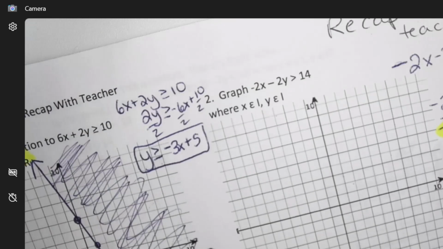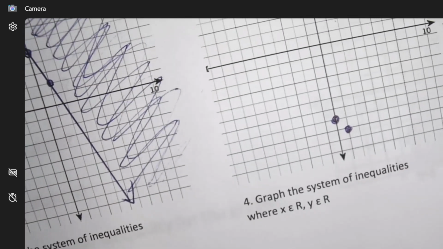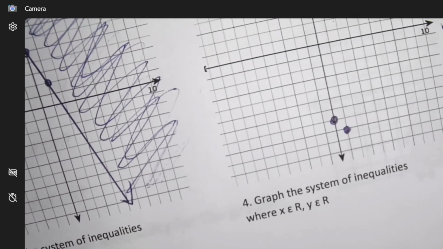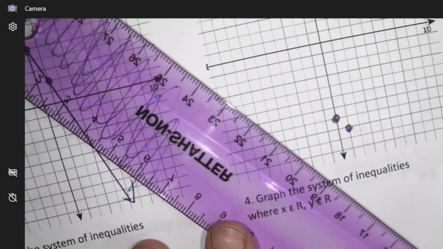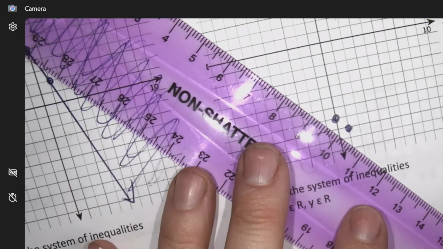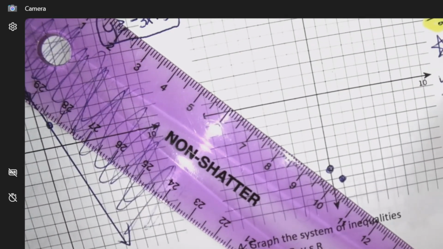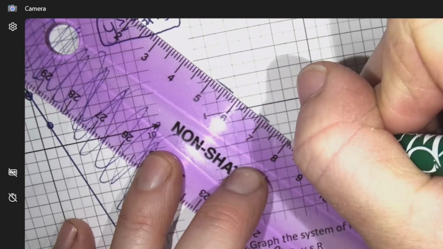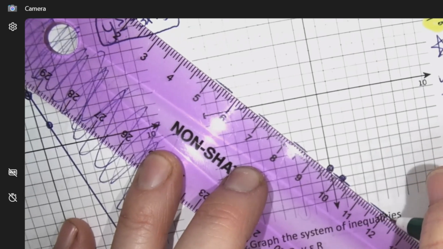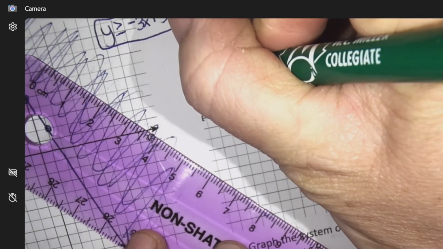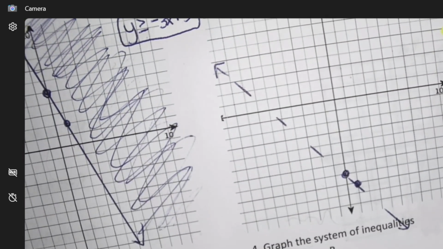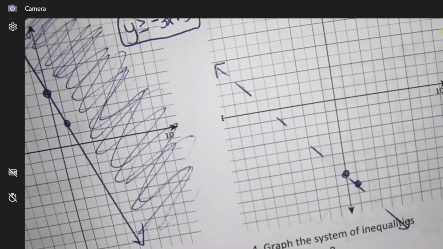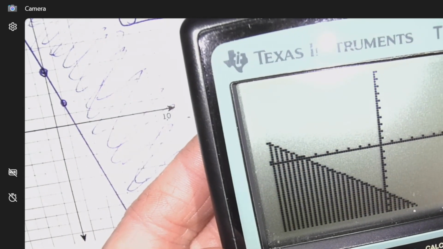Okay, am I dashed or solid on this one? I'm dashed. The reason is that you do not have an equal to part on this. So you are not allowed to actually be on this line. And then we talked about where it was shaded, the less than side is over here.